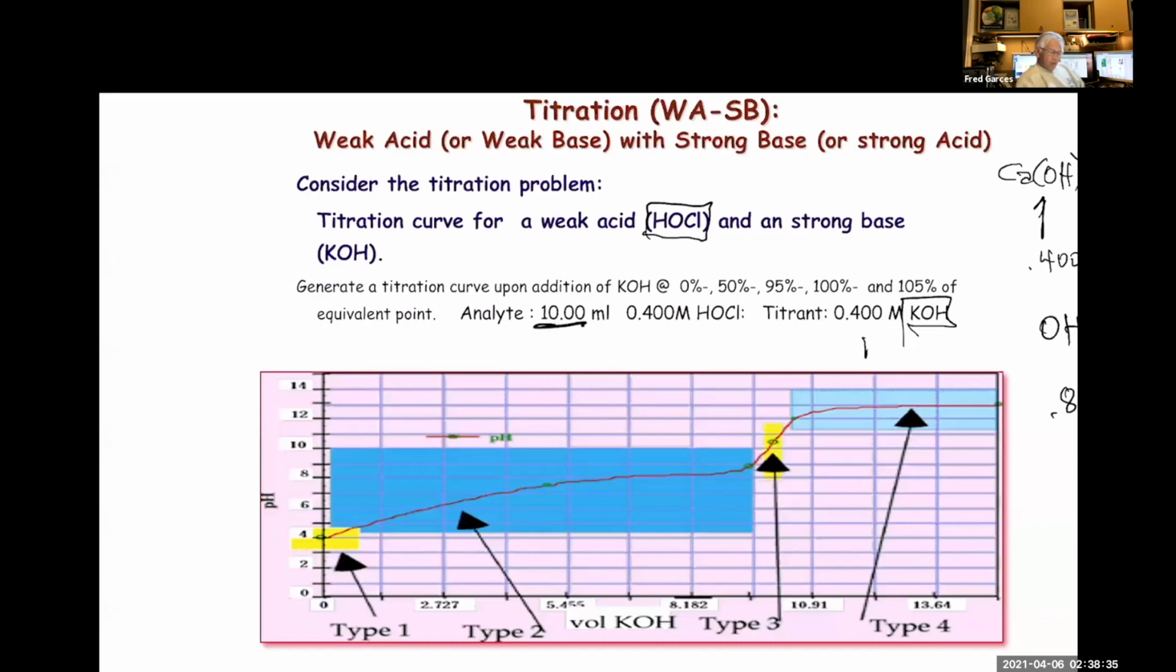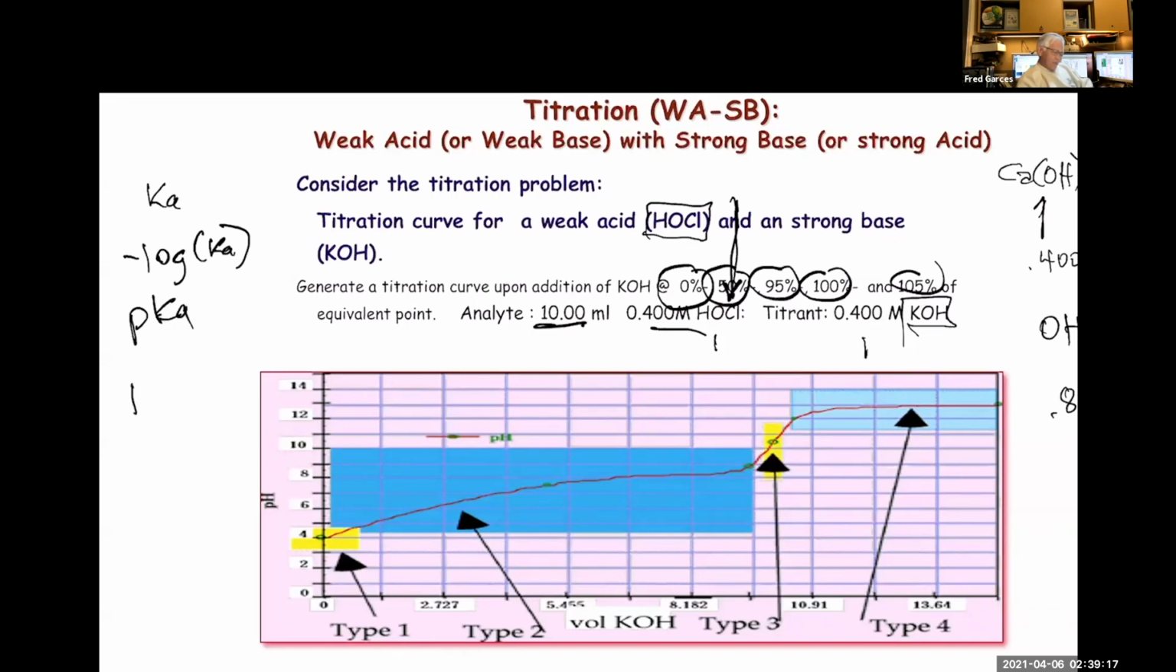So we've got 10 mL of 0.4 molar hypochlorous acid, and we need to figure out what the pH values are at 0%, 50%, 95%, 100%, and 105%. The first thing we need is the Ka of hypochlorous acid. You can look that up. If you know the Ka, then you've got the 50% data point, because all you have to do is take the negative log of your Ka, and you've got the pKa, and at 50%, pH equals pKa.